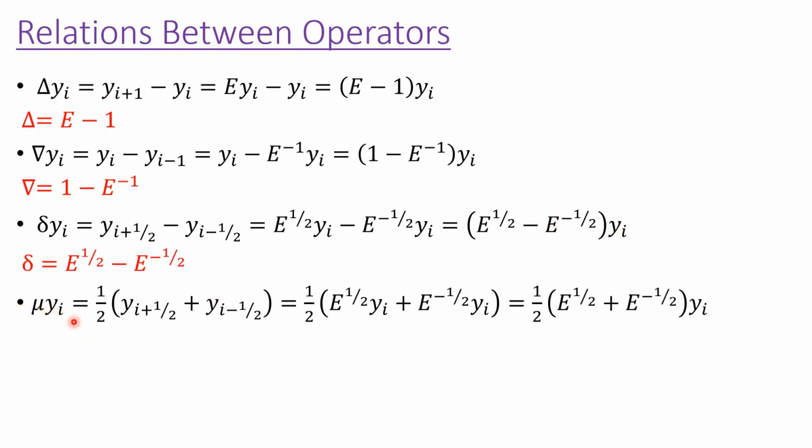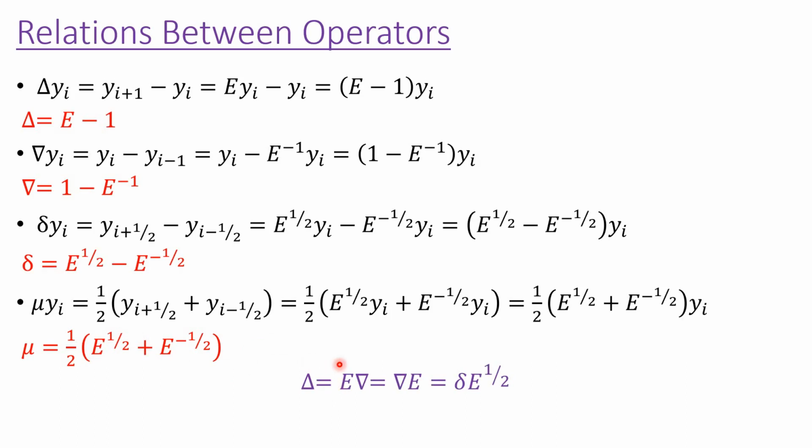And the averaging operator mu operates on yi, which is half times y of i plus half plus y of i minus half. That is 1/2 times the forward half shift of yi plus the backward half shift of yi, which is 1/2 times E raised to half plus E raised to minus half operating on yi. This gives us mu is equal to half times E raised to 1 by 2 plus E raised to minus 1 by 2.